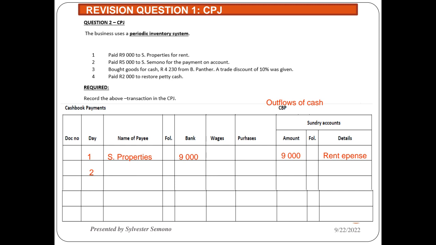Name of payee. That's me, by the way. You can see it's me. I'm being paid. I don't pay. Okay, now. Where do we take it from here? Bank 5,000. And where do we go from here?